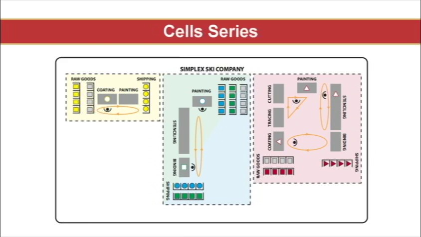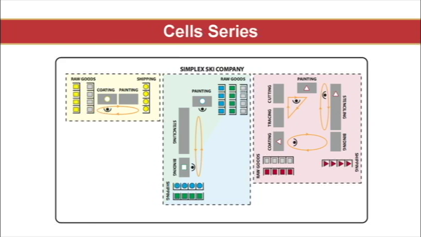So this is what I mean by focused. Cells are designed to meet the demands of a specific product family or value stream. In this example, the cell to the left only completes skis for the yellow value stream. The cell in the middle is for the blue and green product family, and the red cell runs on the right. Flexibility is also the characteristics of a well-designed cell.